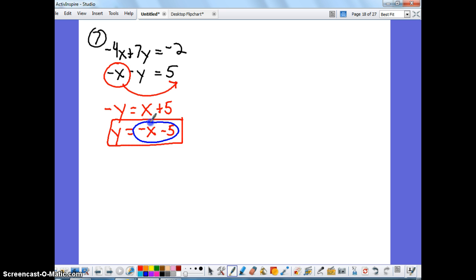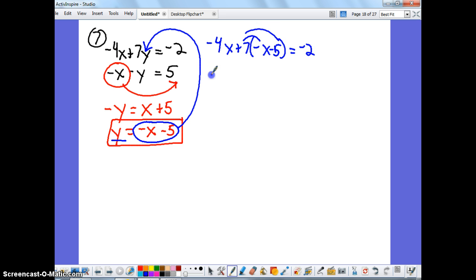I'm going to take this negative x minus 5, which is equal to y over here, and I'm going to substitute that into the first equation, 4y. So negative 4x plus 7 times, now I'm going to replace that y with the negative x minus 5, and that's still equal to negative 2. Distribute the 7 through the parentheses, this is negative 4x minus 7x minus 35 equals the negative 2.